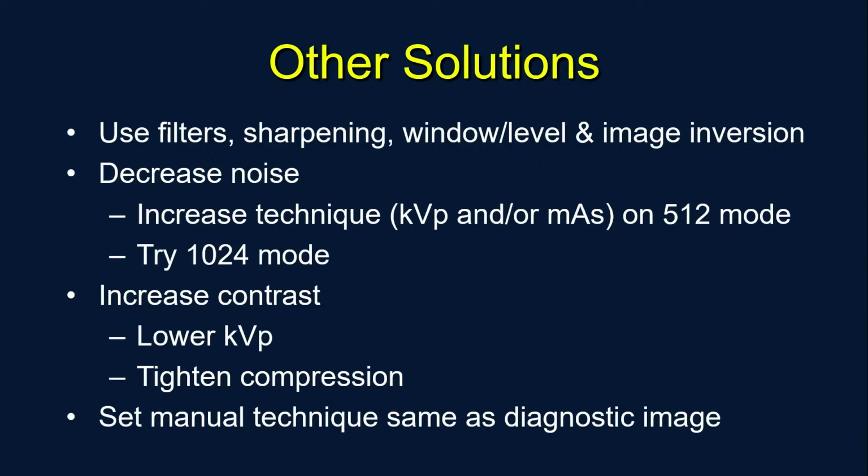Other solutions that we didn't talk about yet: using filter, sharpening, adjust window and level. If 512 mode increased technique doesn't work, try 1024 by 1024 mode. Or you can increase image contrast by lowering the kVp, or, as we talked about, tighten compression. And then the last: do not be afraid to set manual technique. Use the same technique you use for your diagnostic imaging.